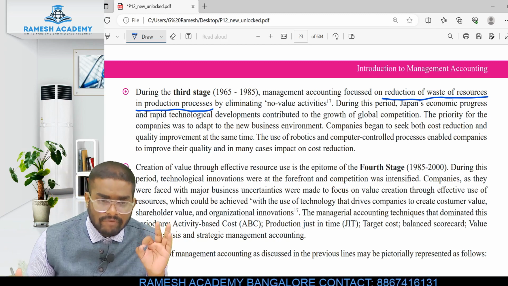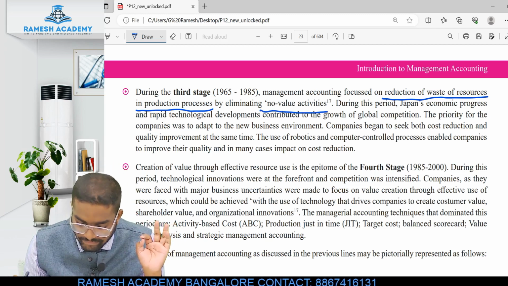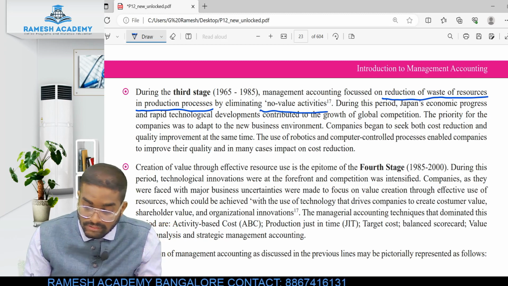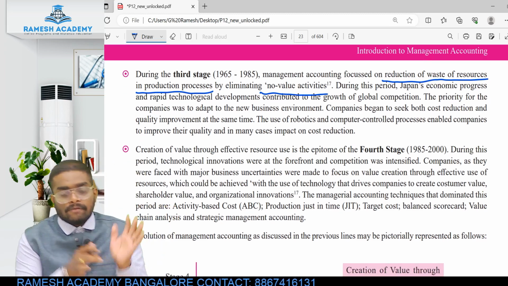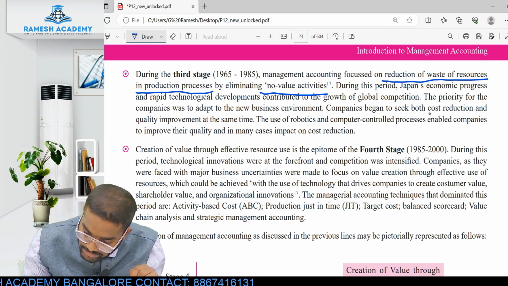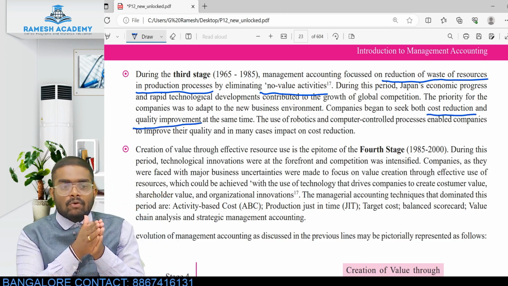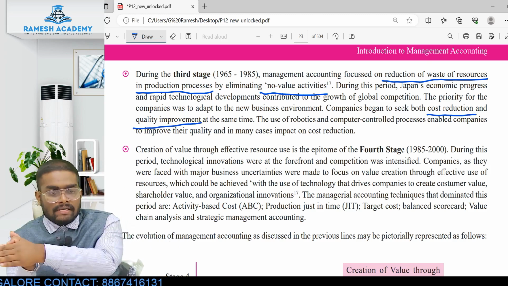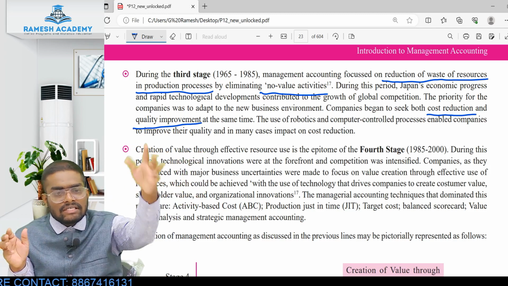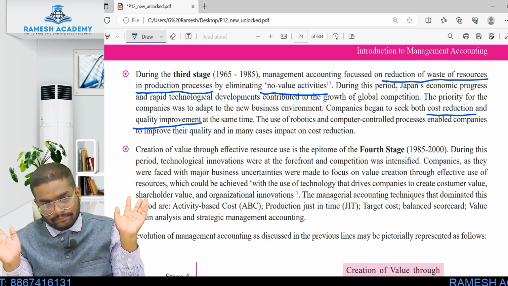So in this, we came with the concept of eliminating non-value added activity. In the first stage, we were not concerned with cost reduction, but in this stage, they came with cost reduction and quality improvement. See, over the ages, there will be improvements. In the first stage, we were only concerned with determination of cost because it was a big thing back then.